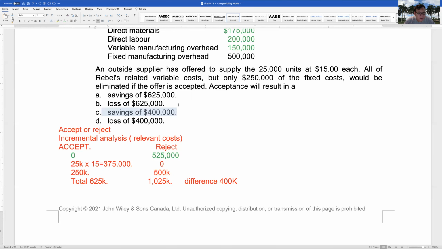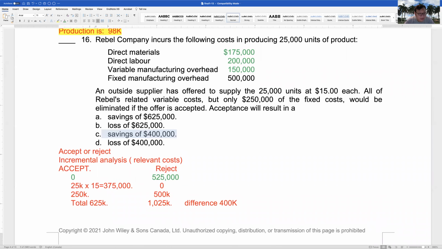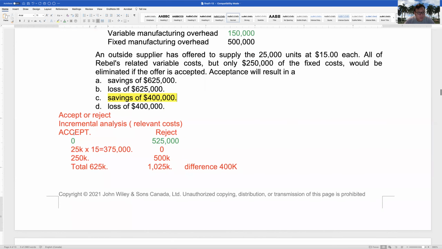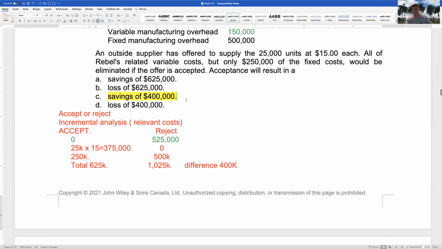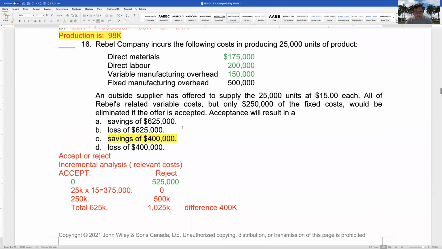So the answer to 16 is C, okay? So if you accept the offer, your cost is 400,000 lower than if you reject it, right? So there are savings of 400,000. So the answer is C.